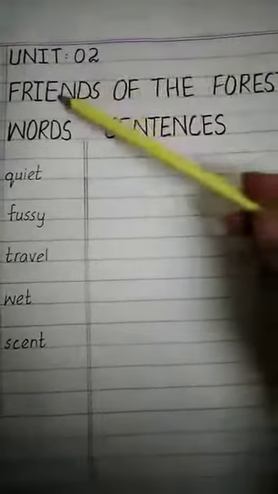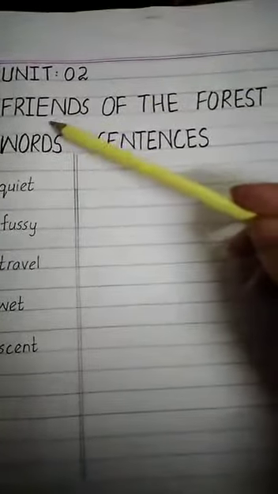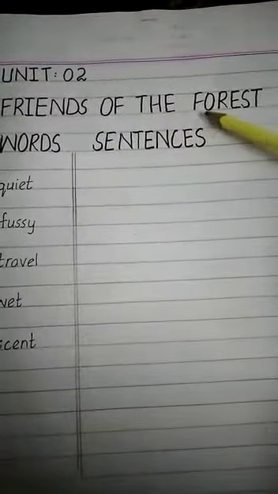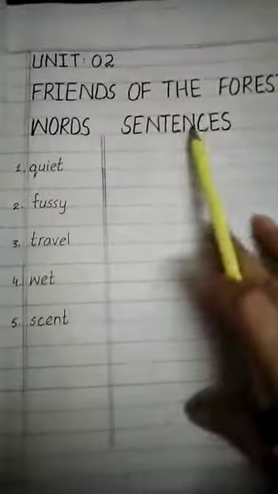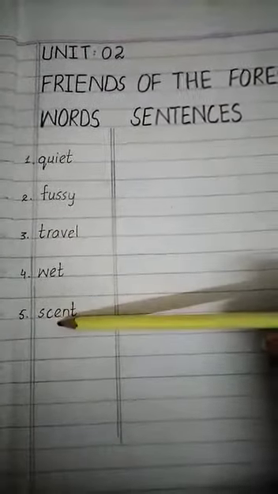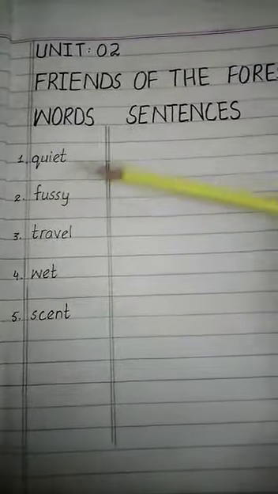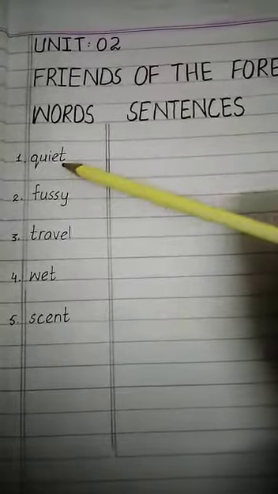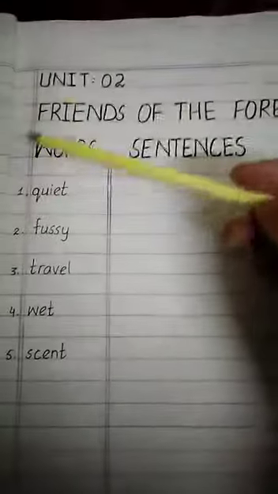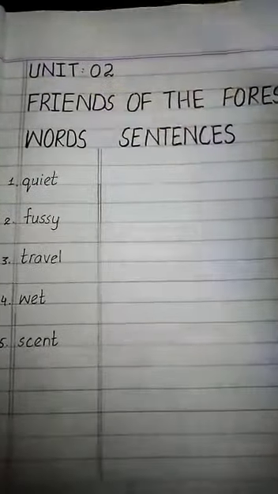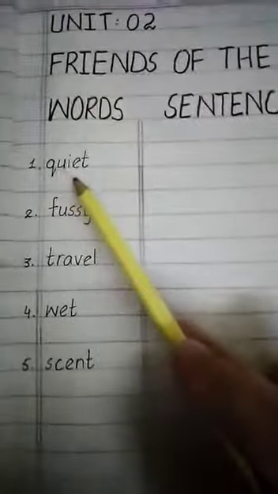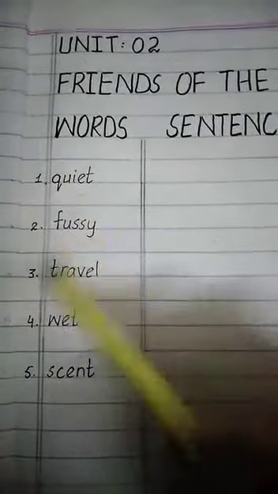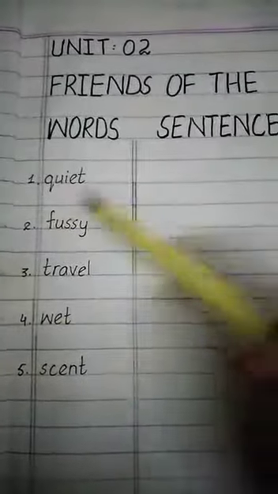Give the heading of unit number 2. Name of the lesson, Friends of the Forest, in capital letters. Words, sentences. Underline your work. We have 5 words here. Look at the first word, quiet. You have to draw the margin line that I am telling you from the very beginning. Number 1 word is quiet. All of you know the meaning of quiet. Quiet means silent or khamosh.